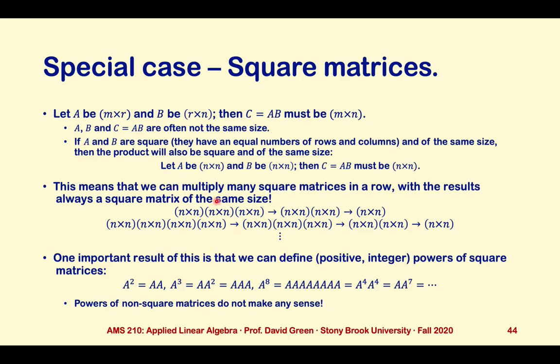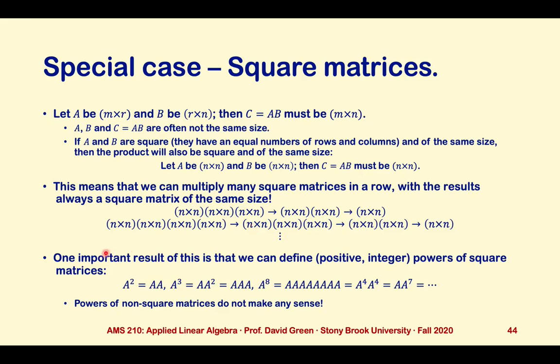Because of this, when we have square matrices of the same size, we can multiply them as many times as we want. We can take 3 square matrices and multiply them together. We get a matrix of the same size. We can take 4 square matrices of the same size, multiply them together, and we'll get a matrix of the same size. We can take 1,000 square matrices of the same size, multiply them together, and get a square matrix of the same size.